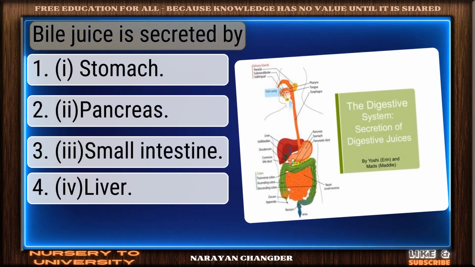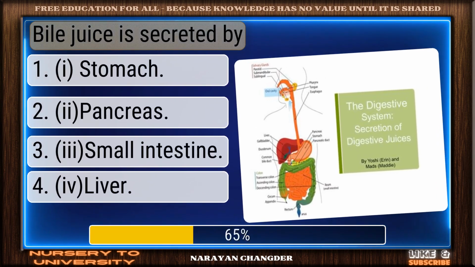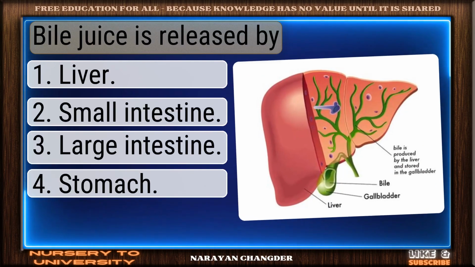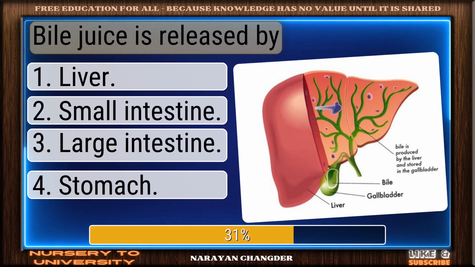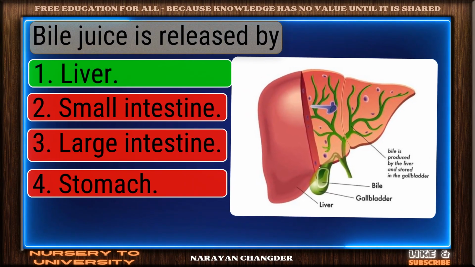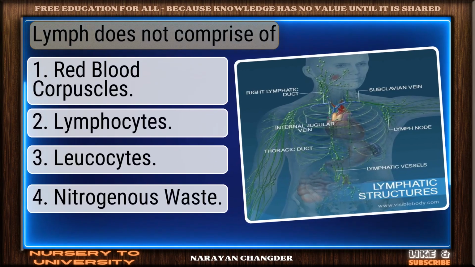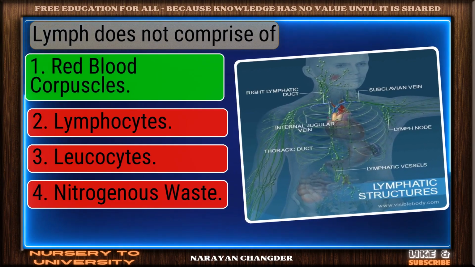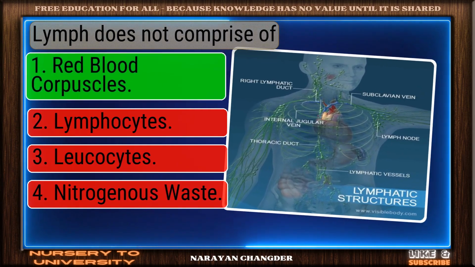Bile juice is secreted by. You're right. Liver is correct. Bile juice is released by. Well done. Liver is right. Lymph does not comprise of. Correct response. Red blood corpuscles is accurate.